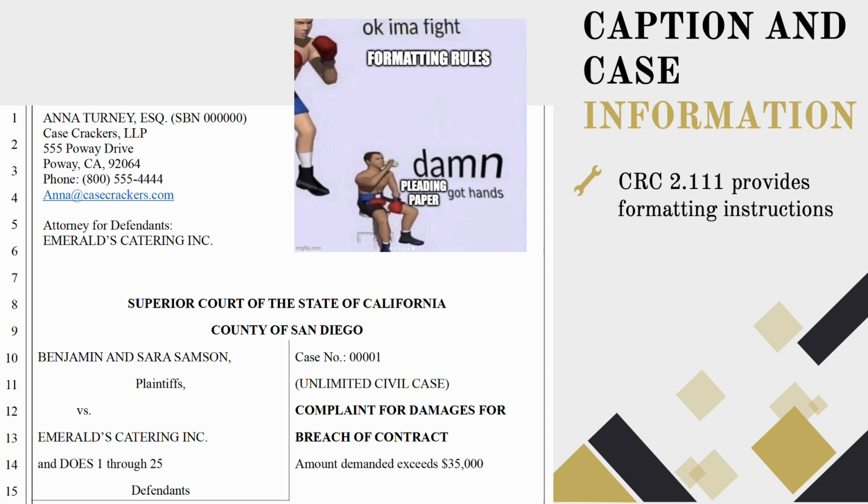The following slides are screenshots of my document. The first picture is of the first page of the answer. It's formatted as covered in California Rules of Court section 2.111 and specifies size of margins, where the contact information goes, where you leave room for the clerk, what line the title goes on, where the name of the case should be, etc. It's nearly identical to the complaint's caption, but instead it contains the defense attorney's information.